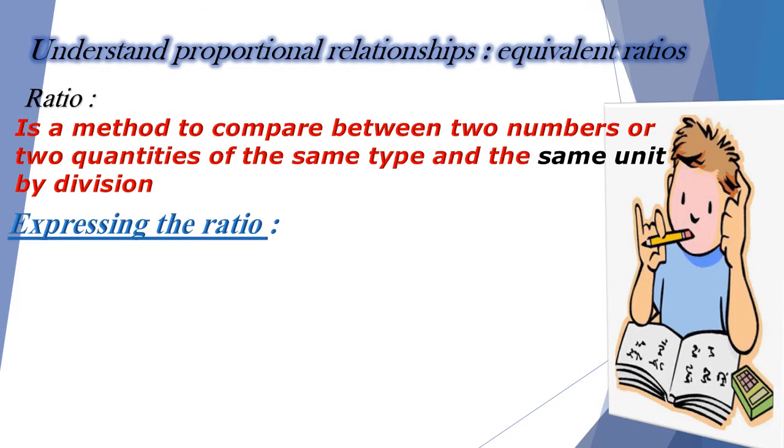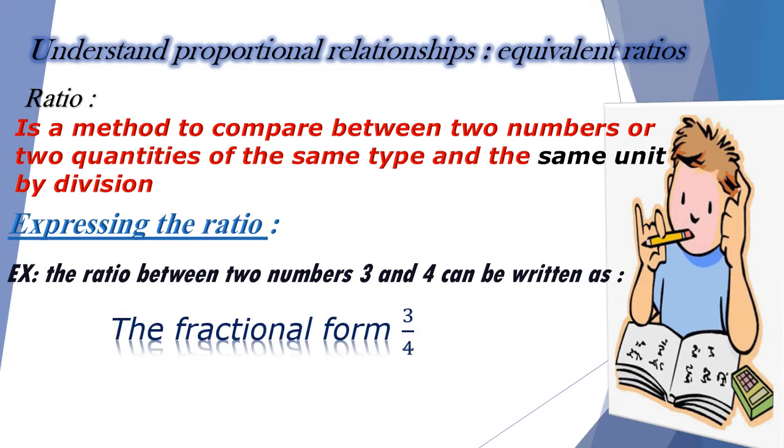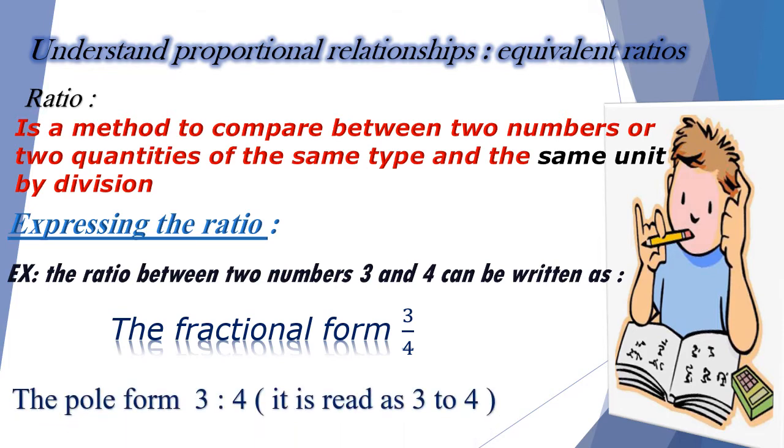We can write the ratio as follows, as in the next example. Example, find the ratio between the numbers 3 and 4. First we can write the ratio as a fractional form and write 3 over 4. And we can also write the ratio on the following form, 3 to 4.